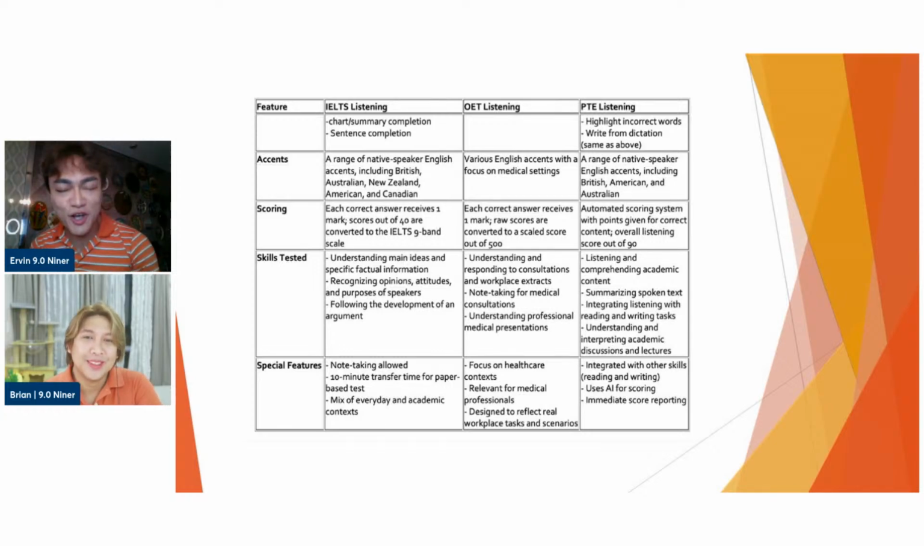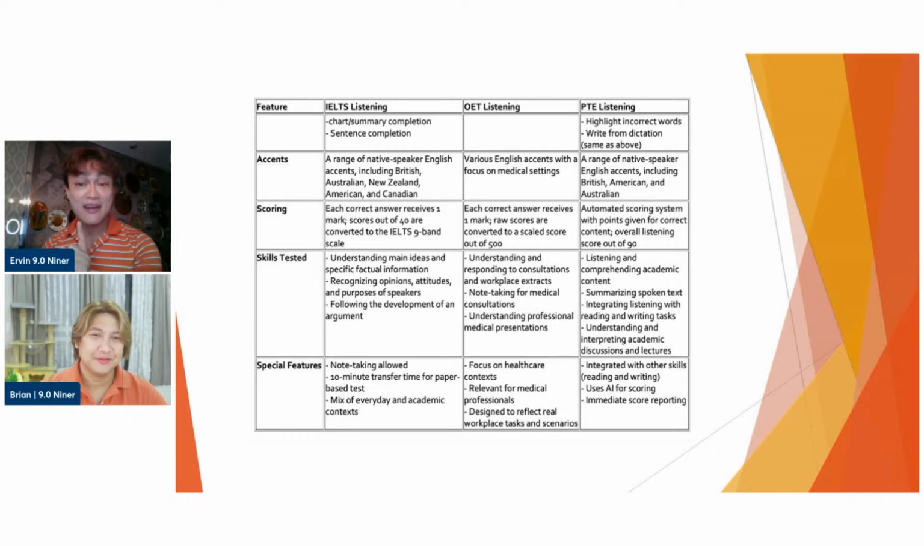So far, we have talked about accents, but the next line tells us something about scoring. So I'll talk about IELTS, while Sir Brian is going to talk about PTE scoring and OET scoring. So for IELTS, as you know by now, 9.0 is the perfect grade in the IELTS. No wonder why this review center is called 9.0 Niner English. 9.0 because that's the perfect grade in the IELTS examination.